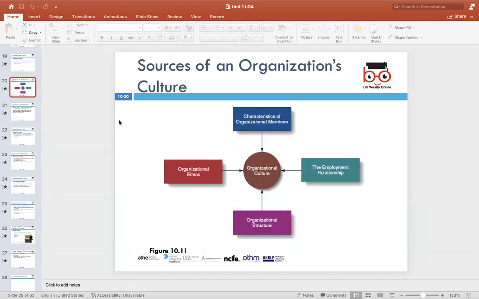Again, we spoke about how different factors influence organization culture. This speaks about what influences the culture of the organization. You have the ethics of the organization influencing the culture. You have the organization structure already in place. You have how the relationship with employees is maintained. And you have the characteristics of the organization members already in place as well. So there are different factors that play a role in the organization culture in the end.